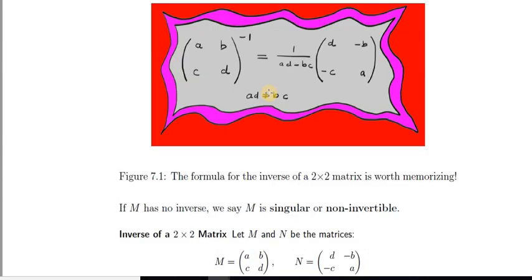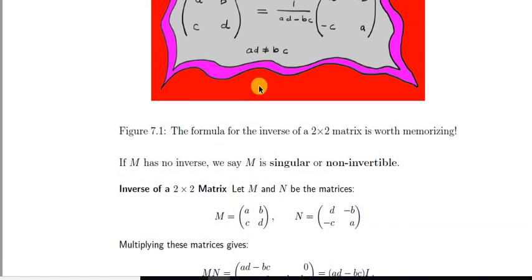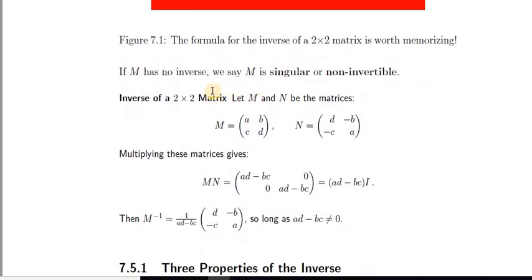Now, for larger matrices, you don't have such a simple formula, but you still can find the inverse. If M has no inverse, we say M is singular or non-invertible. So singular means no inverse. And you can remember singular means unusual. So it's unusual for M not to have an inverse.